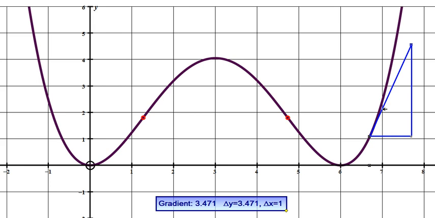and then the gradient started to increase again around here. Now this means that between these 2 points of inflection, the curve was concave down. And on the left-hand side of this point, the curve was concave up. And on the right-hand side of this point, the curve was concave up as well.